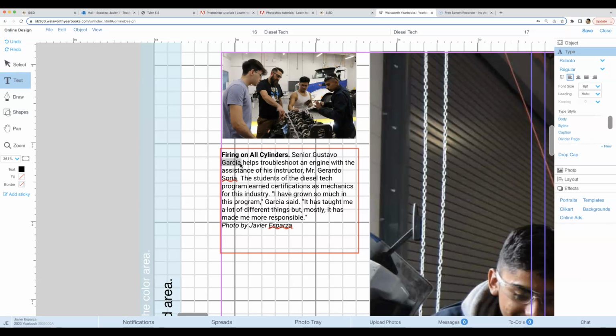Okay, the last thing that we want to do is name someone in a picture that is not them. All right, so that's photo caption structure 1. Hopefully that helps.